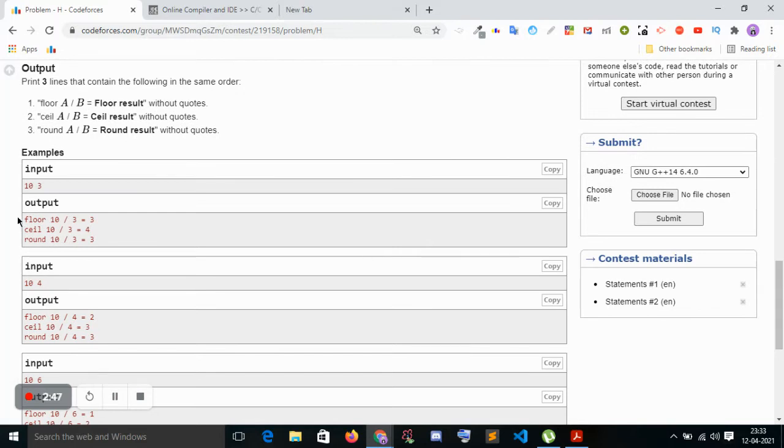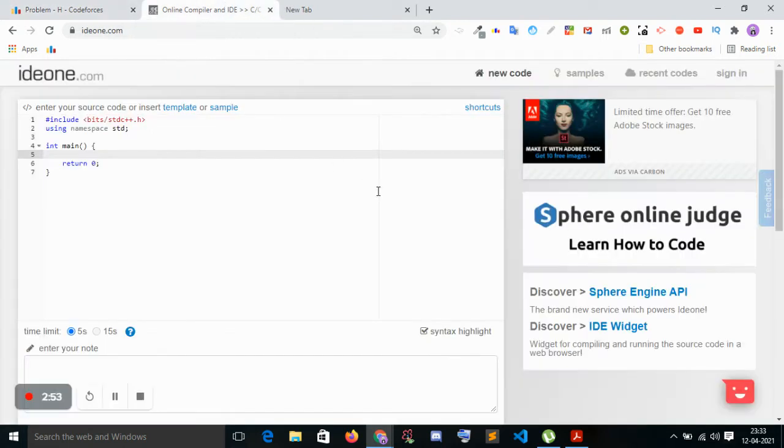Whatever format is given, always print like that. So let's try to submit it. Today we include the file bits/stdc++.h. It includes all header files, so you don't need to worry about the iostream, math or vector files. There are many files, and this includes all of them. This is called the meta file.